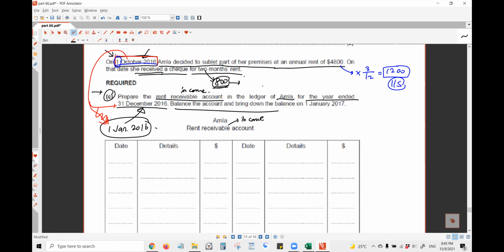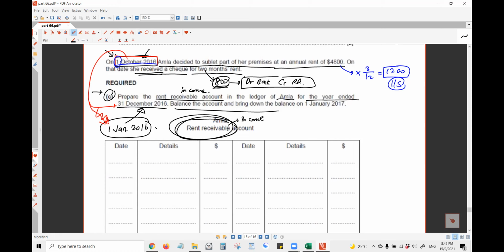In this question, would you have opening balances? The answer is no, because this item of income didn't exist before 1st October 2016. So no opening balances. Don't go look for it. This amount: debit bank, credit rent receipt. It is the amount you have actually received during the year.